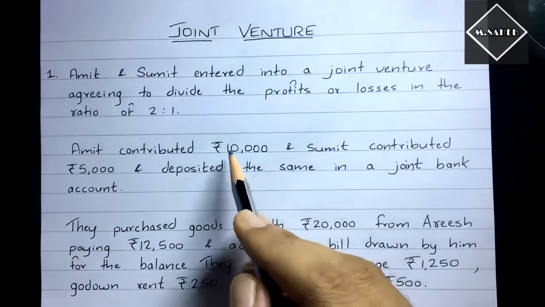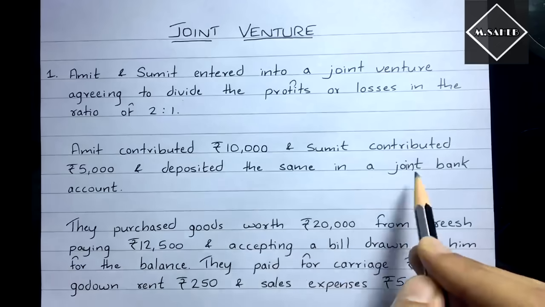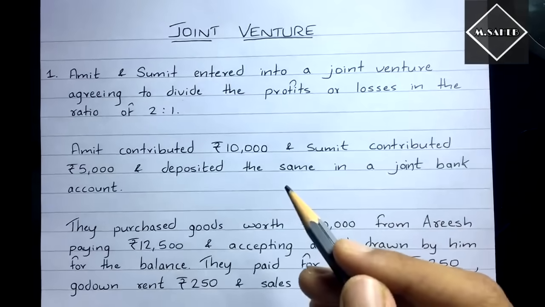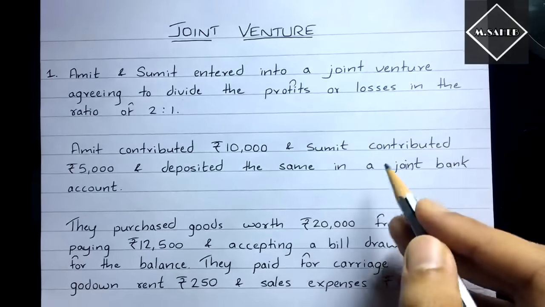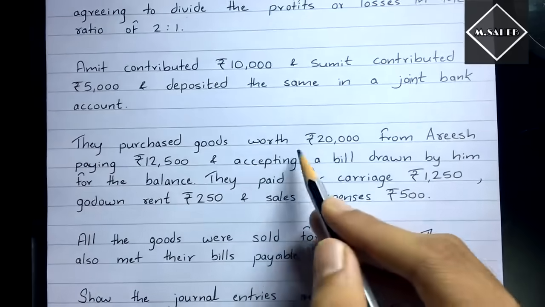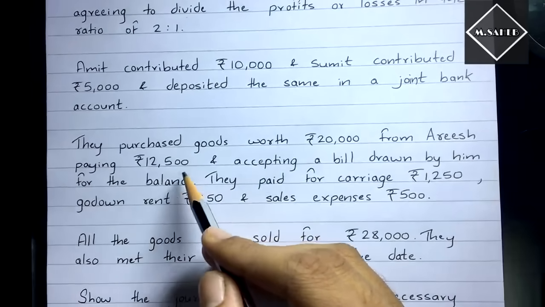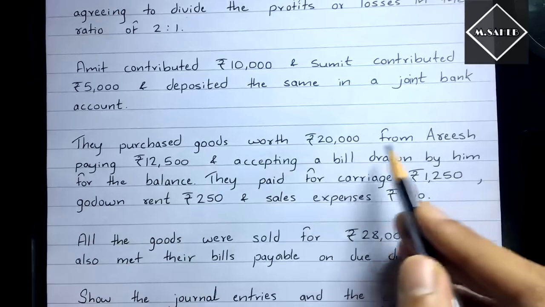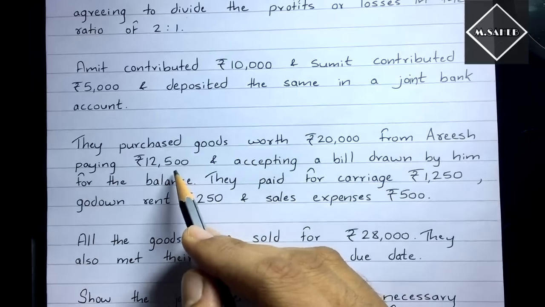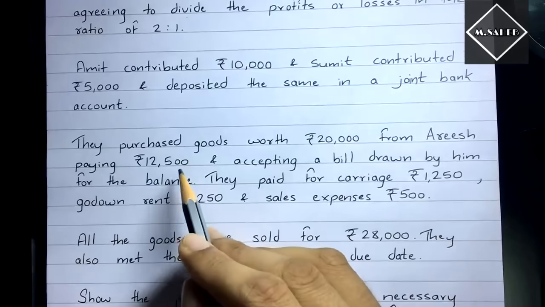Amit has contributed 10,000 and Sumit contributed 5,000 and deposited the same in a joint bank account. Of course the money will go to a bank account. Every firm has a bank account, right? Here the joint venture will also have a separate bank account. Then it is said they purchased goods worth rupees 20,000 from Arish, paying rupees 12,500. They have purchased 20,000 worth of goods but only paid rupees 12,500.